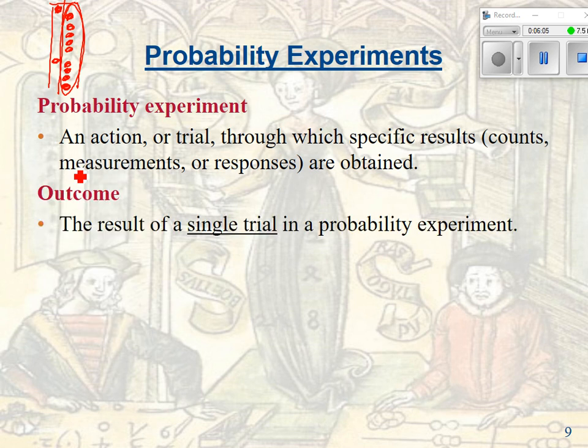An outcome is just the result of one single thing, whatever you're doing. If you're flipping a coin, you flip the coin once, that's an outcome, whether it comes up heads or tails. But that's just one single trial.